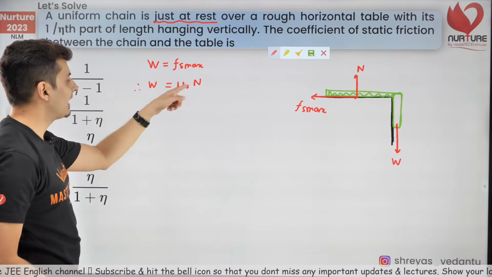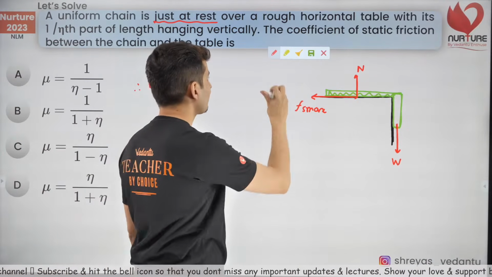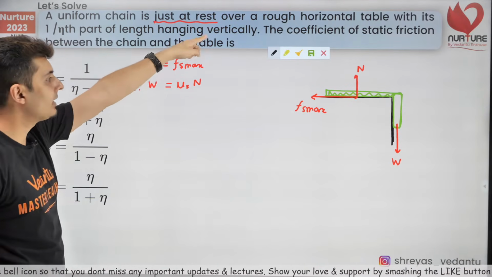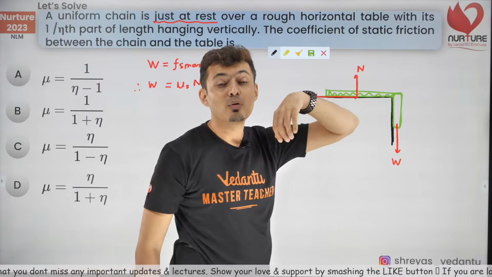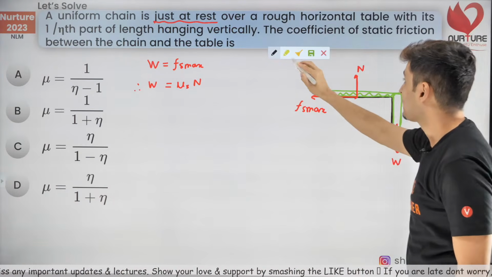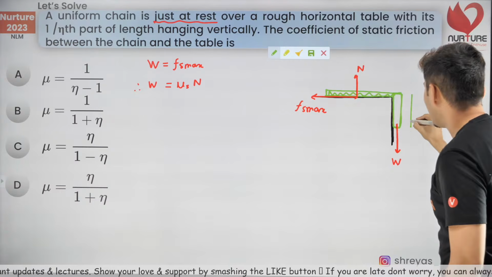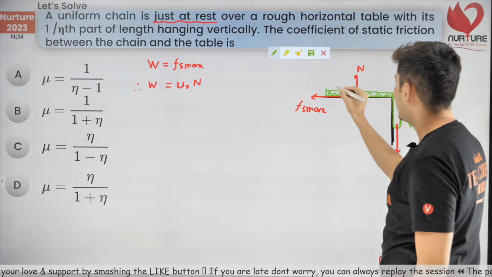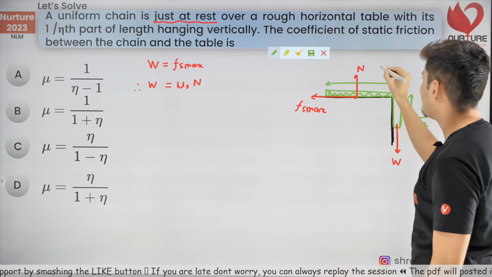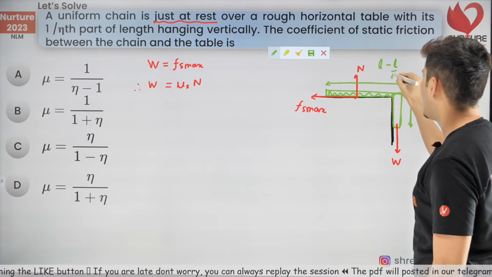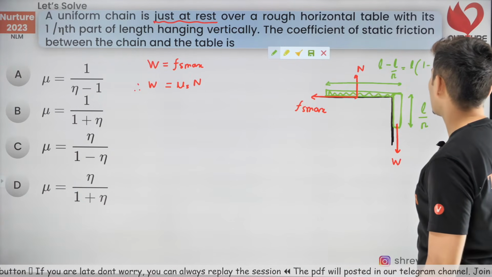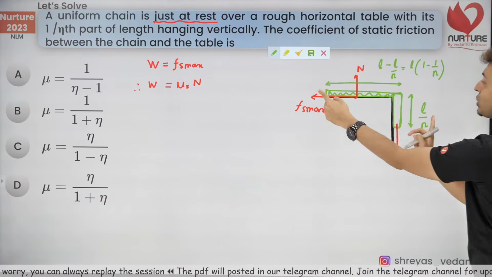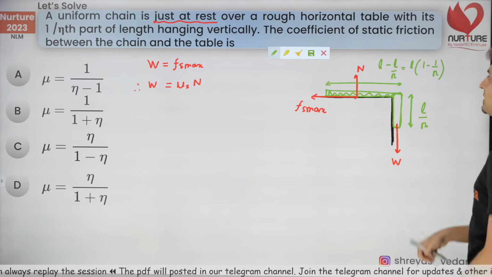Now, what is the weight and what is the normal? That is the catch. Read the question carefully, you will understand. 1/nth part of the length is hanging vertically. Think this way: this length of the total length is L/n, and this length is L minus L/n, which is L into (1 minus 1/n). So total length was L, this is 1/nth, and this is total minus this part. That's what this length is.